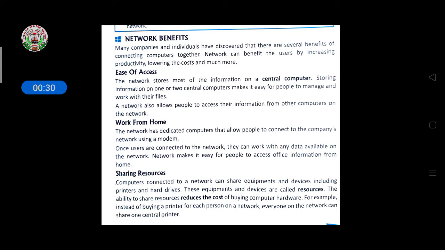So if we make one computer a central computer and store all the important documents in that computer, and that computer is connected to all the other computers, then it is easy to do work, and it is easy to take the documents, to take the files. So for doing your work, you can easily access all the files.